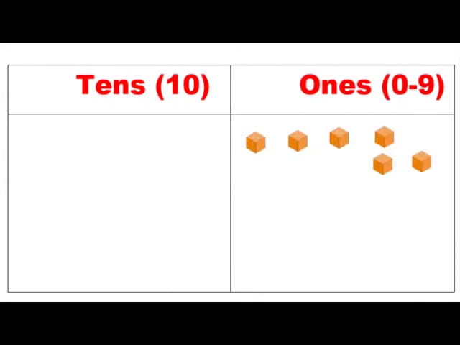In this chart, we see that in the ones column, there are 6 cubes. So how do we write it? 6, SIX, 6, and 6 ones is equal to 6.